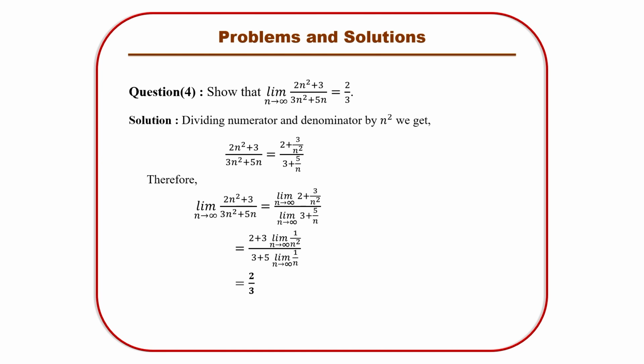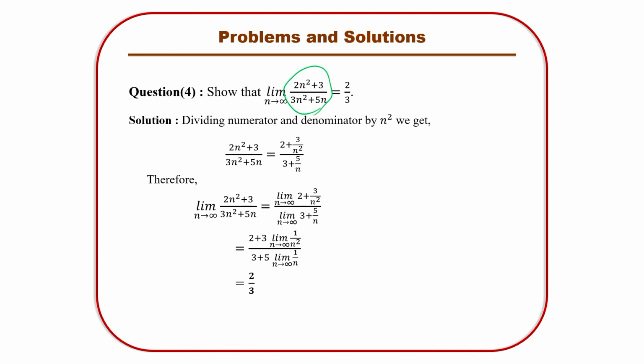Similarly, look at question number 4. It says the limit as n tends to infinity of (2n square plus 3) divided by (3n square plus 5n) equals 2 by 3. So look at this expression. It is nothing but a rational one. What we will do is take the maximum power of n and divide each term by that first.